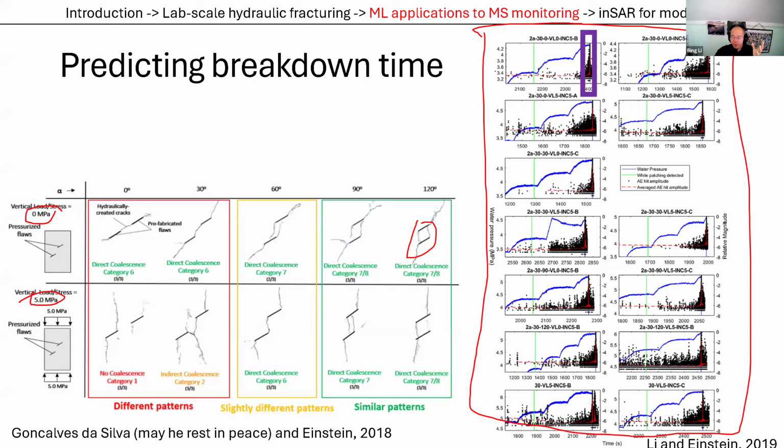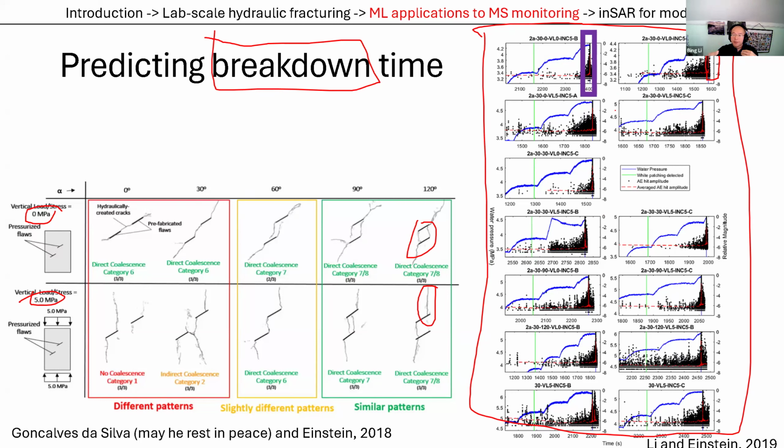And the first application that I want to talk about is predicting this breakdown time, right? When I'm talking about breakdown time, it is essentially the time where the pressure drops to zero. The reason that this happens is once the fractures rupture in these granite specimens, they reach the edges of the specimen, and we have total loss of fluid from the system. So anything after is not comparable to what you might see in the field.